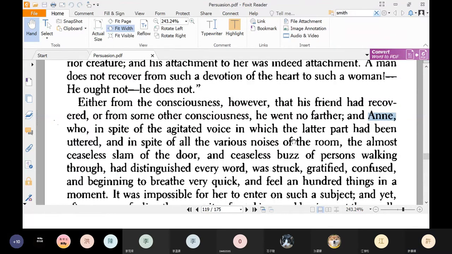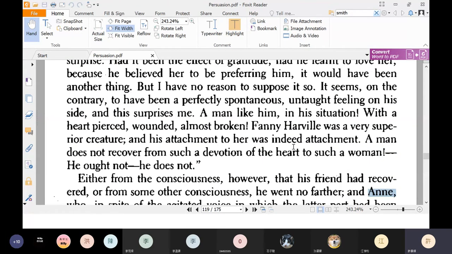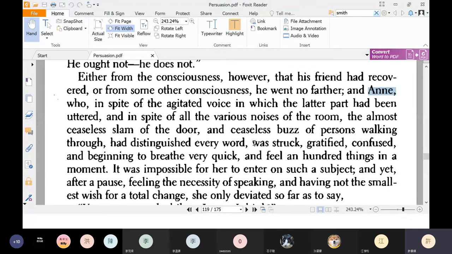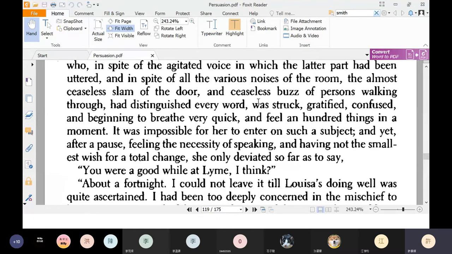And after the conversation, Anne was no longer able to pay attention to anything else in the room. "She was struck, gratified, confused, and beginning to breathe very quick and to feel 100 things in a moment." To be struck means to be taken by surprise. She was surprised. Gratified means she understands, she agrees. Confused and beginning to breathe very quick, so she's excited and to feel everything at once. Why? Because Captain Wentworth has basically just said that he did not really love Louisa. And if he does not love Louisa, could it be possible that he still loves Anne?